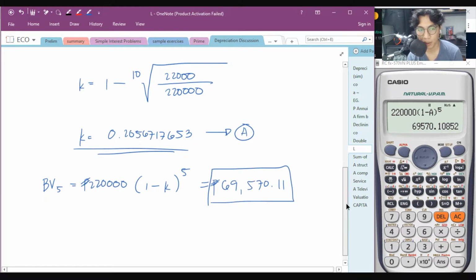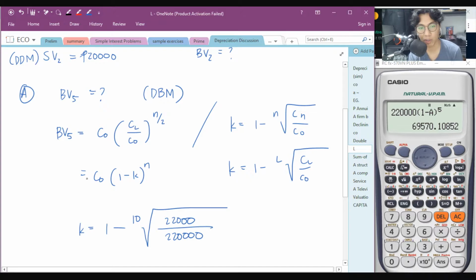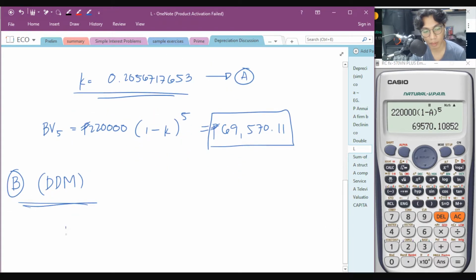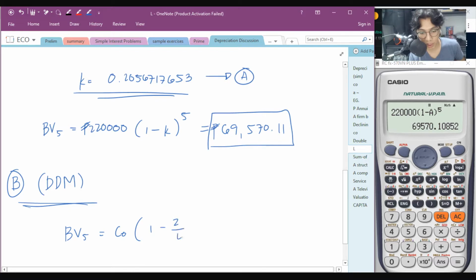Okay? How about, ito pwede mo na rin itong diretso dito kung hindi mo alam itong formula na to. Any of the two, check to. Pareha lang na yan. So, letter B, for DDM, double declining balance method. Okay? So, the book value, BV, on the 5th year, papalitan mo lang naman yung K ng 2 over L. So, CO multiplied to 1 minus 2 over L raised to the 5th power or N.